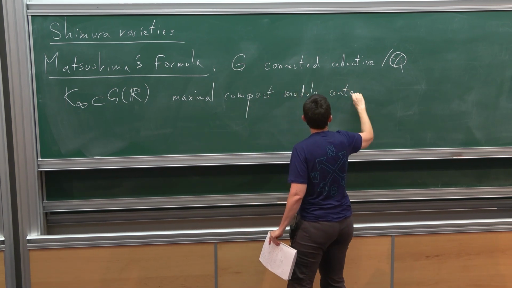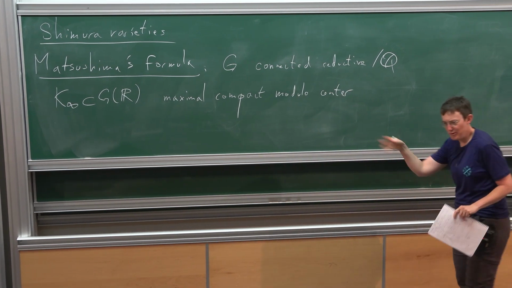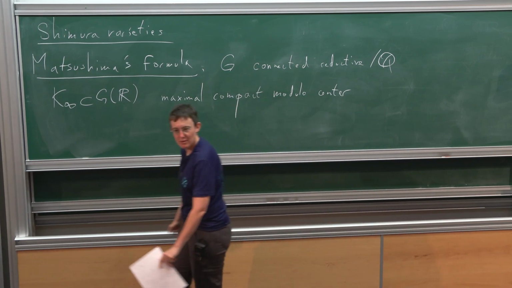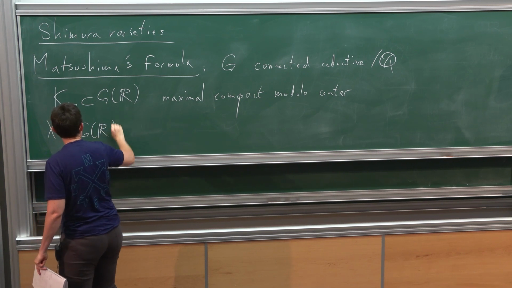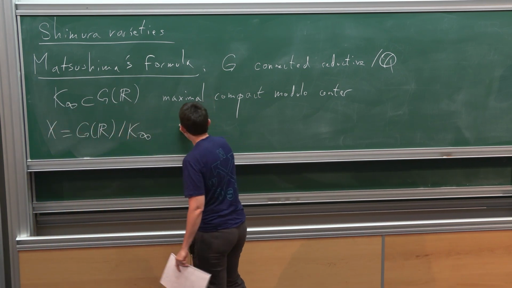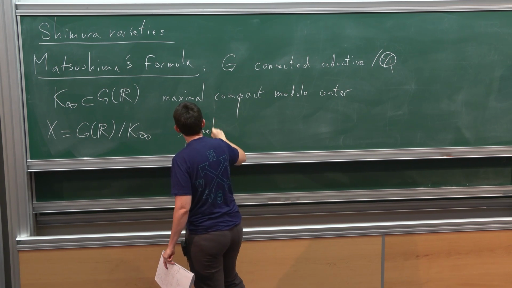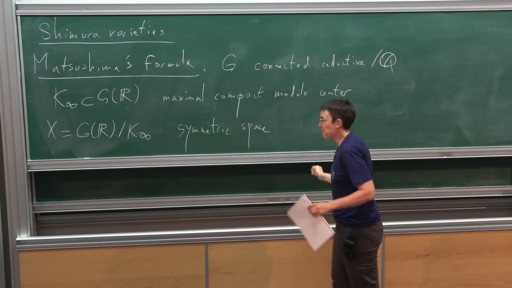And let's take K_infinity, a maximal compact subgroup, modulo center. Pretend G is semi-simple if it makes you feel better. You're not going to lose much at this point. And then this quotient X is a symmetric space. So it's a nice Riemannian manifold.